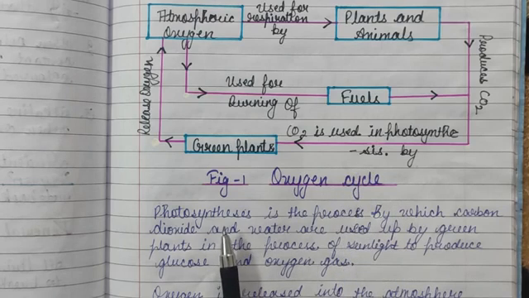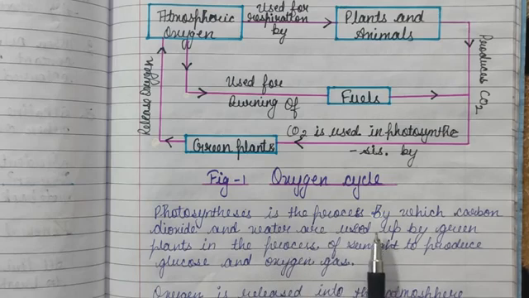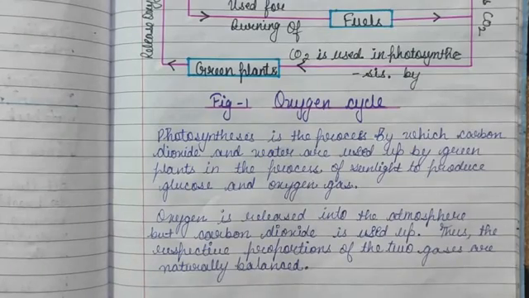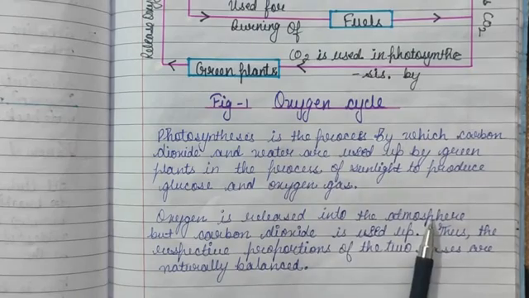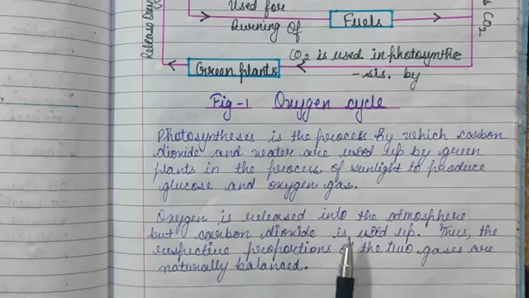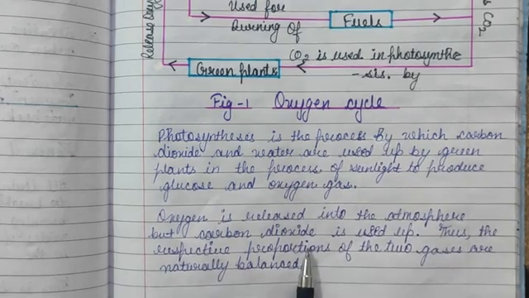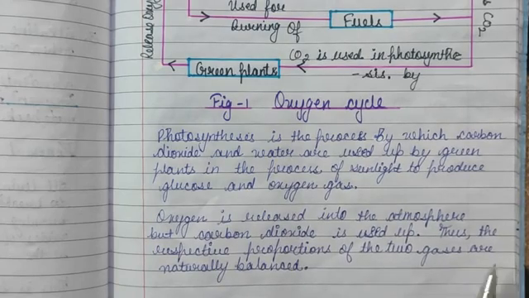Now we will discuss the next topic. Photosynthesis is the process by which carbon dioxide and water are used up by green plants in the presence of sunlight to produce glucose and oxygen gas. Oxygen is released into the atmosphere, but carbon dioxide is used up. Thus, the respective proportions of the two gases are naturally balanced.